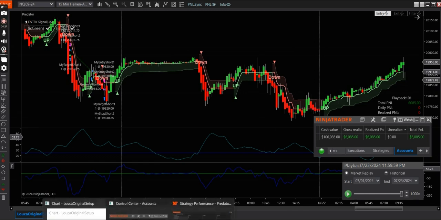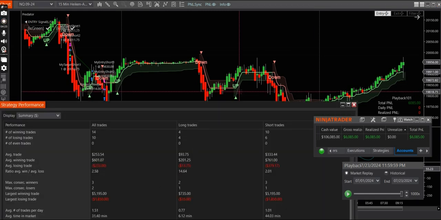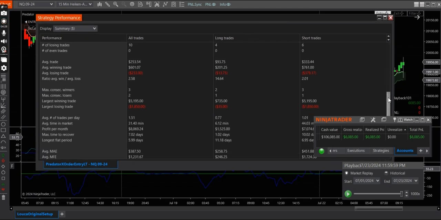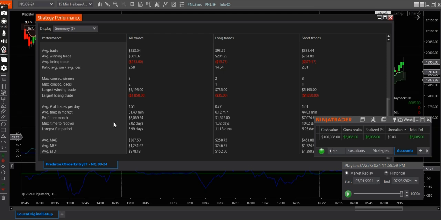So going back to our analysis here, you can see the average MAE and the average MFE. Basically, MAE is the maximum adverse excursion. Adverse excursion just means this is the, so basically what it does, it takes the total, sorry, I got a phone call.